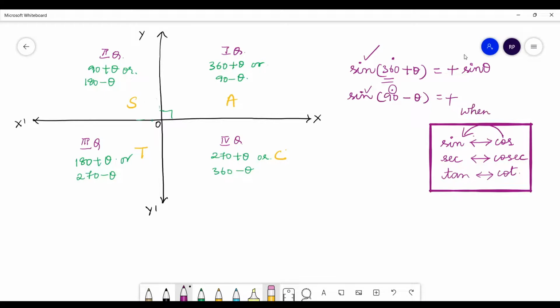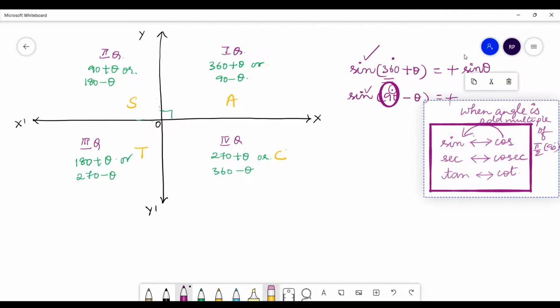So this you have to note. When the angle inside, I'm talking about the first angle here, leave theta, when the angle is an odd multiple of pi by 2, meaning 90 degrees, then the function is going to change. Now let me just keep this here.